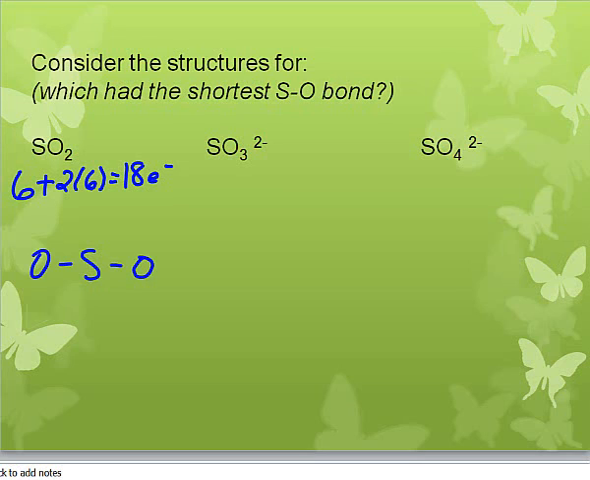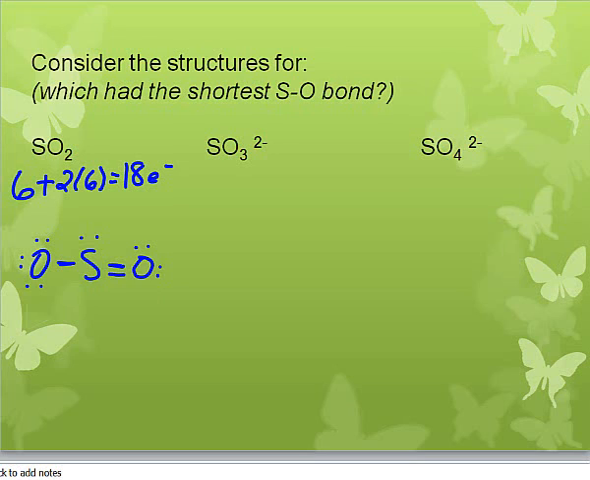Now I have 18 of them, so I've got 2 in the dash, 2, 4, 6, 8, 10, 12, 14, 16, 18. Now that's 18, but sulfur doesn't have 8 around it. Sulfur only has 6. So in order to give sulfur 8, we're going to put a double bond on oxygen. So now the first oxygen on the left has 8, sulfur has 8, and the oxygen on the right has 8.